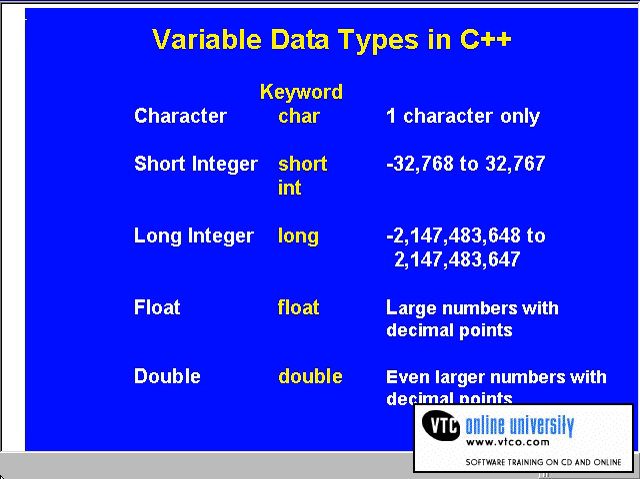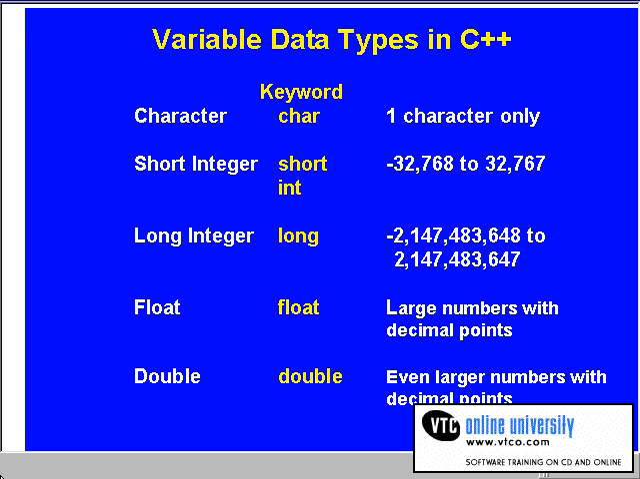The character data type, which will use the keyword char, C-H-A-R, and notice that it is lowercase. In fact, all of the keywords are lowercase. It can store one character and one character only. There is a string data type that we will discuss later, but for now, the character data type can store one character.